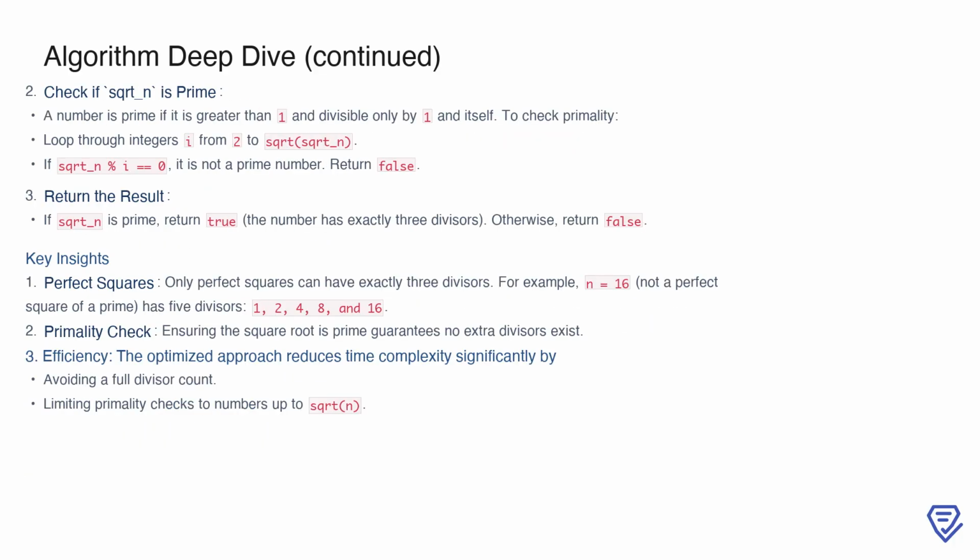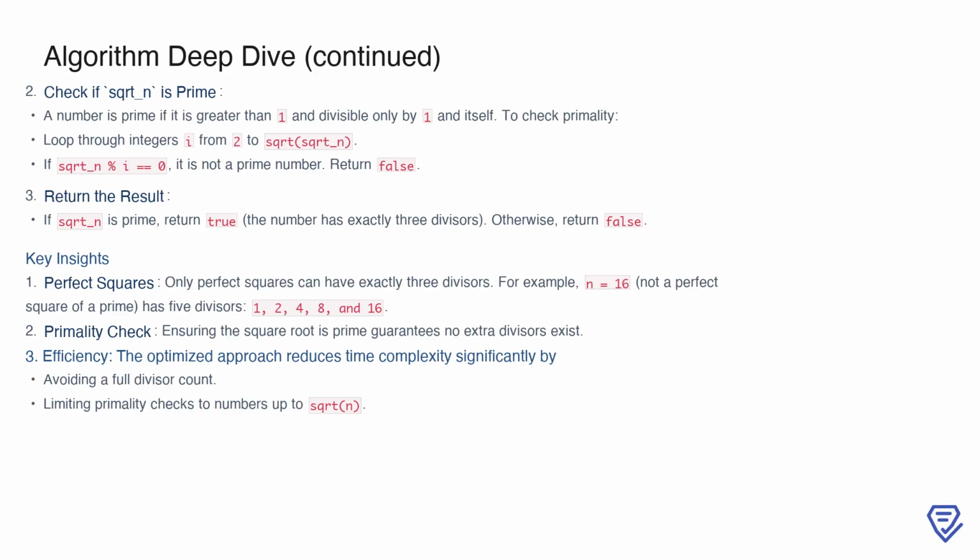Building on this insight, we can optimize the solution by first checking if n is a perfect square. We compute the square root of n, rounded down, and verify if squaring it again equals n. If not, we can immediately return false, as non-perfect squares cannot have exactly 3 divisors. Once we confirm that n is a perfect square, the next critical step is to check if the square root of n is a prime number.